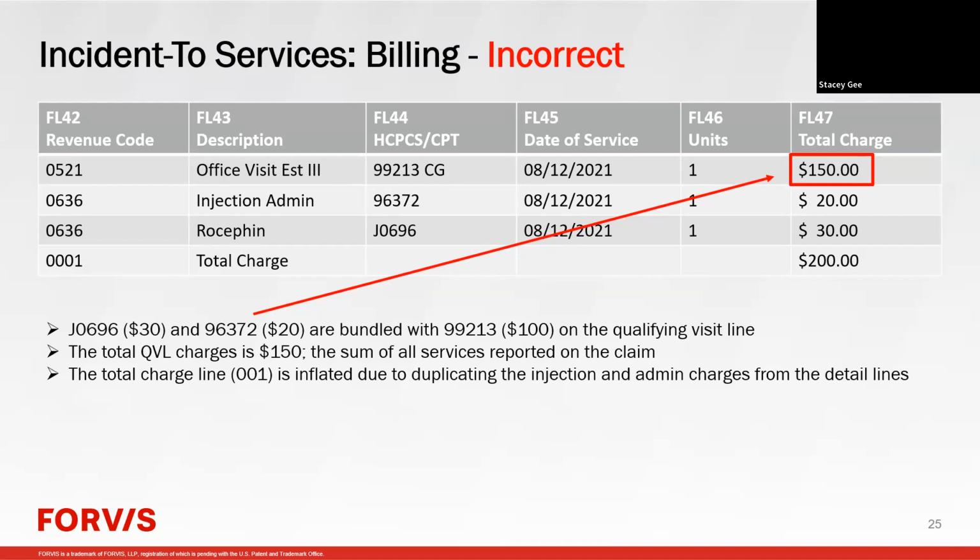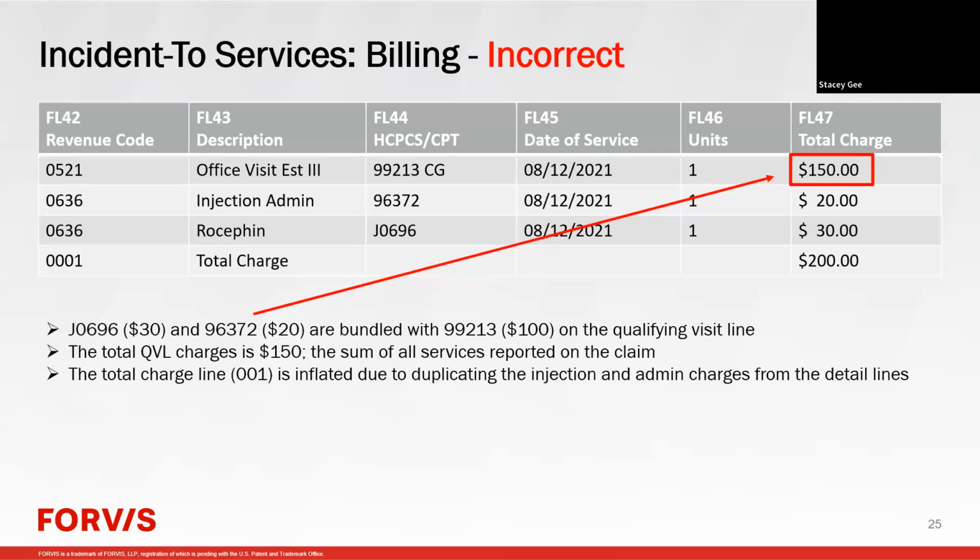So there's a lot going on with this slide. We can tell that the patient came in. An established patient, a level 3, has been assigned. This patient also got a Rocephin injection. So your qualifying visit line is going to be your 99213 with the CG modifier. You can tell that the $30 for the Rocephin and the $20 for the injection administration code have already been bundled with the 99213, which brings that up to $150.